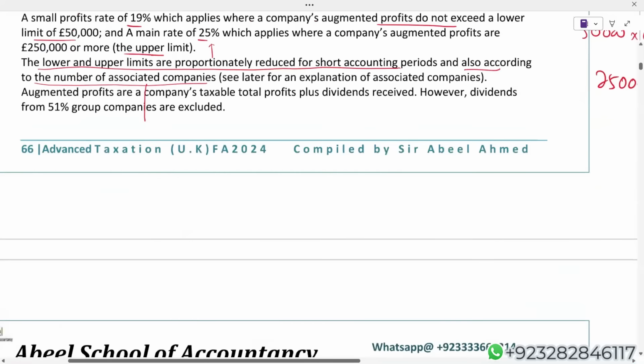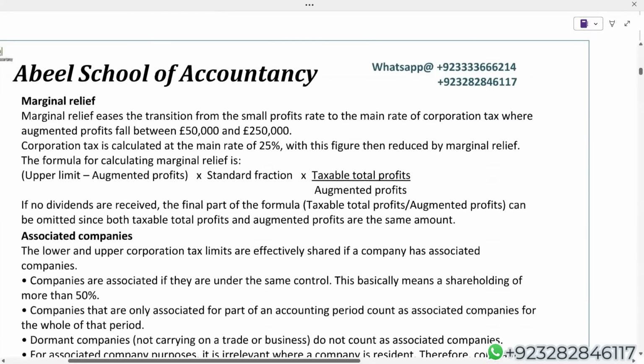Okay. And when it comes to dividend income, within the corporation tax it is fully exempt, either it is coming from the associated companies or non-associated.